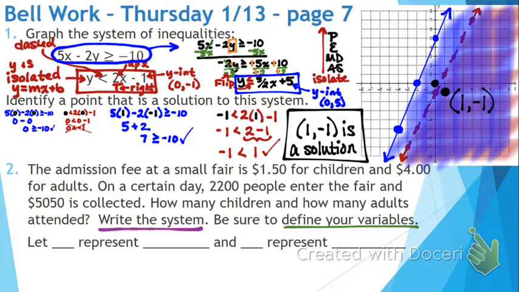We get to pick out what we want the variables to be. We got to pick out some letters. What do you guys want to use as our variables? A and C, that works for me. What do you want A to represent? Adults. How many adults? So number of adults.